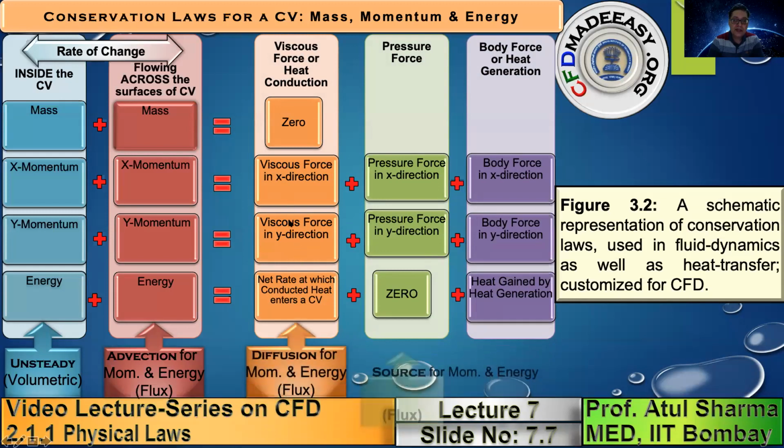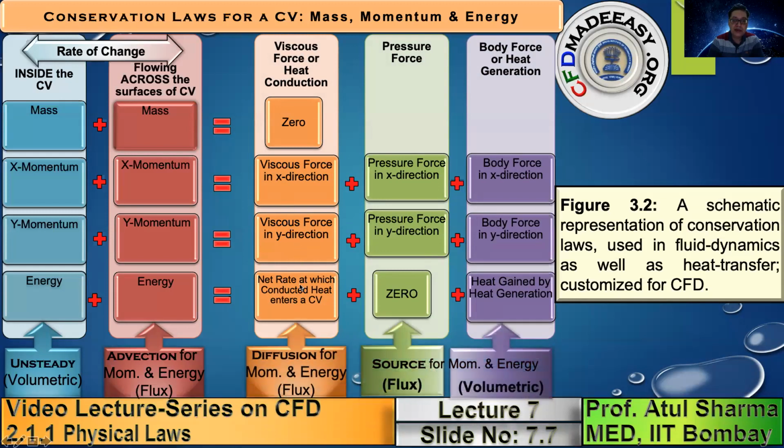Now, these viscous forces and the conduction heat transfer rate depend on the surface area. So that's why they are also called flux terms. The pressure also depends on the surface area, so it is a flux term. Whereas the body force, such as force due to gravity, electric field, magnetic field, depends on the volume. So that's why they are volumetric terms. This heat generation also depends on the volume. It is called volumetric.